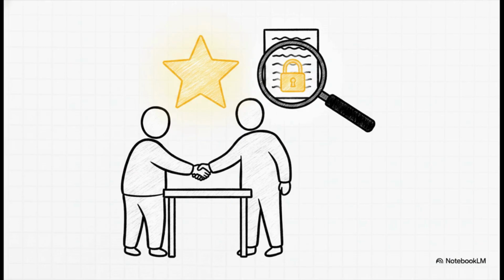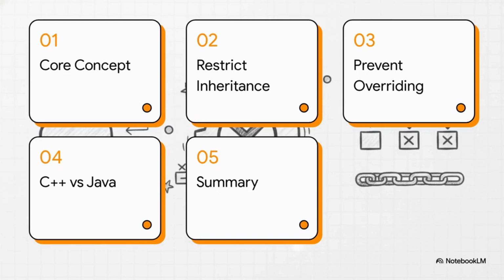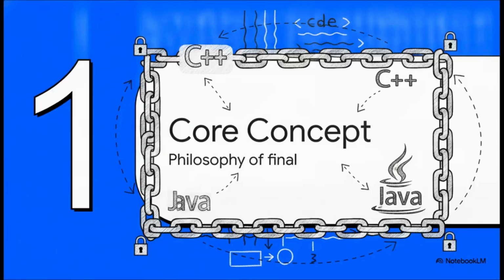Interviewers don't just want to see if you know the syntax, they want to know if you actually understand the philosophy behind your code. Okay, so here's our quick roadmap for today. First, we'll hit the core concept, then look at restricting inheritance, move on to preventing overriding, tackle the C++ versus Java debate, and finish up with a solid summary. All right, let's jump right into Section 1, the core philosophy of final.